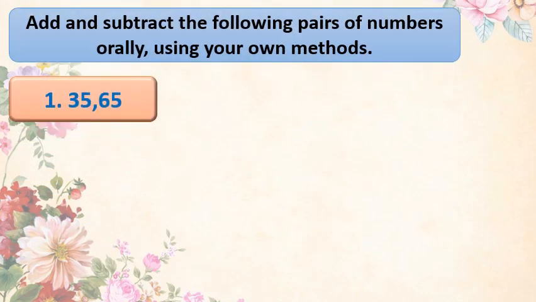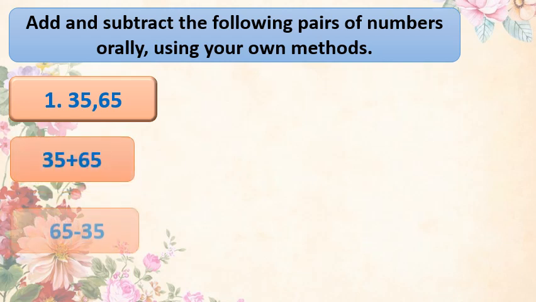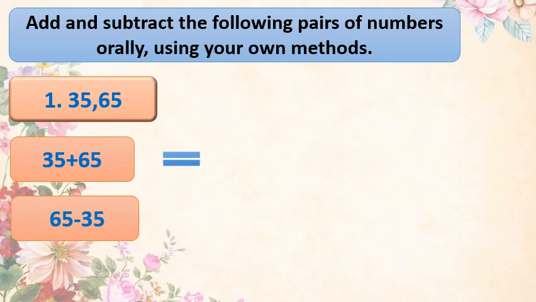Yes, 35 and 65. This is a pair of numbers. Now we have to add and we have to subtract. First 35 plus 65. Second one is 65 minus 35. Remember this, because we cannot subtract 65 from 35. So always we have to write the greater number first and then the smaller number in subtraction. Remember this.